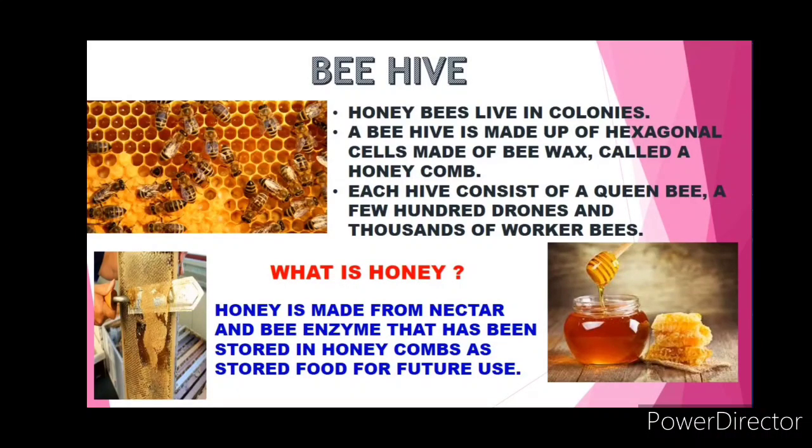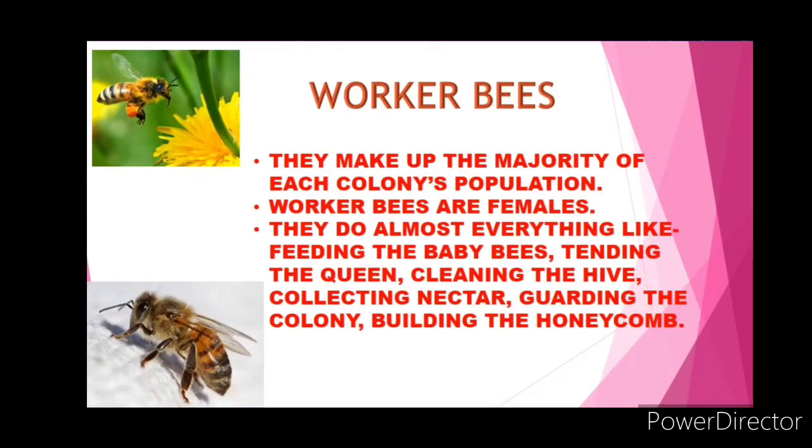Now on the next slide we will discuss the queen bee, drone bee and the worker bee. Now who are the worker bees? I told you that in the beehive where the bees live, in one hive only one queen bee is there and thousands of worker bees are there. So what do they do? They make up the majority of each colony's population. The maximum number of bees present in a hive are the worker bees.